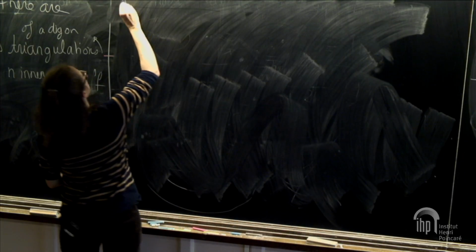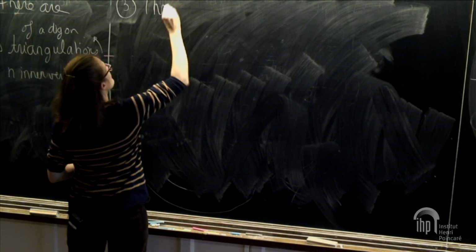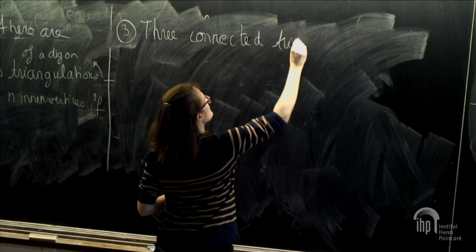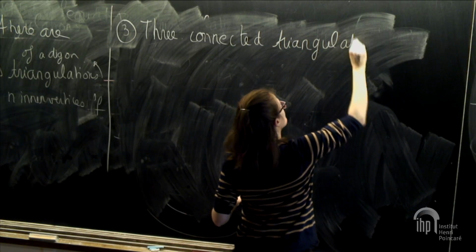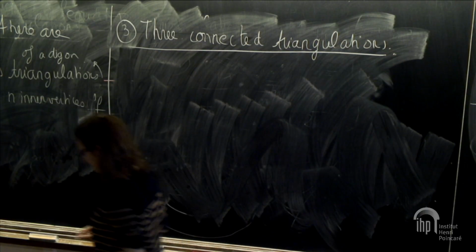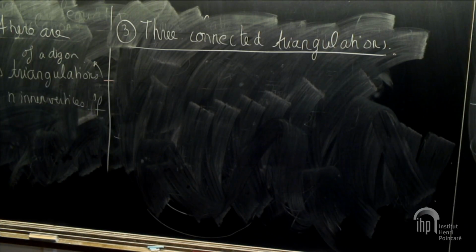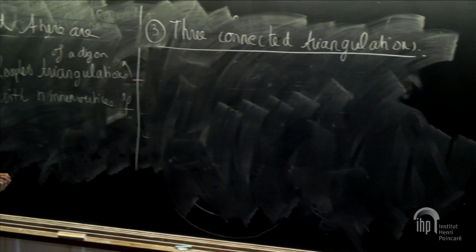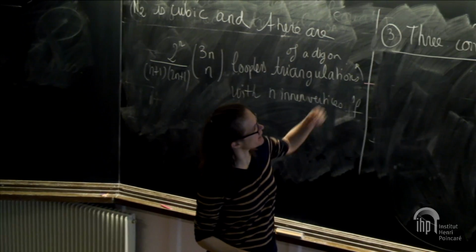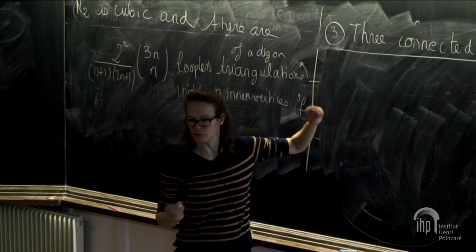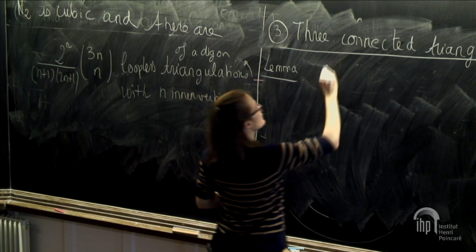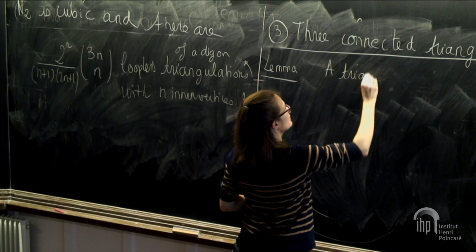So let's do as a final example the 3 connected triangulations. So for the 2 connected ones, it meant that you had to delete 2 vertices to disconnect one. And these ones you cannot disconnect by deleting 2 vertices. And again, we have a simple lemma, which I won't prove, which tells you how these triangulations are.